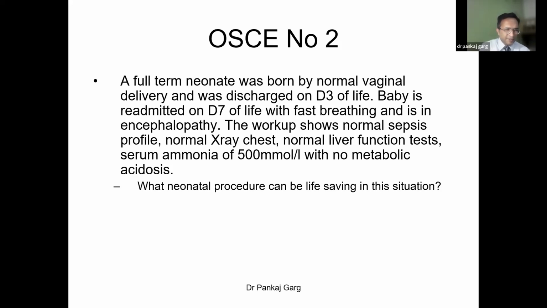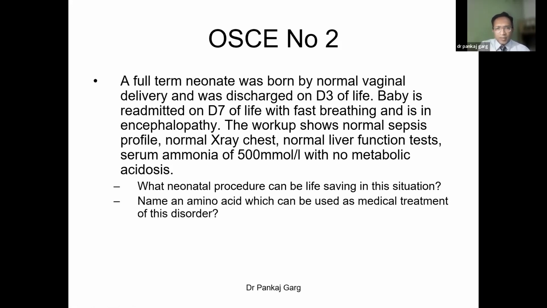So PD, dialysis, peritoneal dialysis. So you're right, most of you have picked up right. This is peritoneal dialysis. Or you can do hemodialysis. So right now, most of the people are doing peritoneal dialysis, and you can see the diagnosis. Diagnosis is urea cycle defect, but I have not asked you the diagnosis, I asked you the procedure. So name an amino acid which can be used as medical treatment of this disorder. So name the drug which can be used in urea cycle defect.